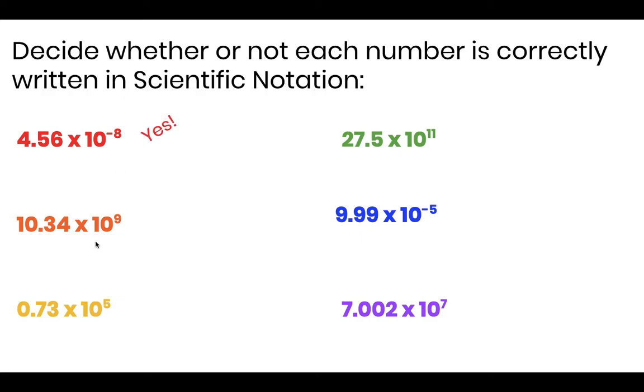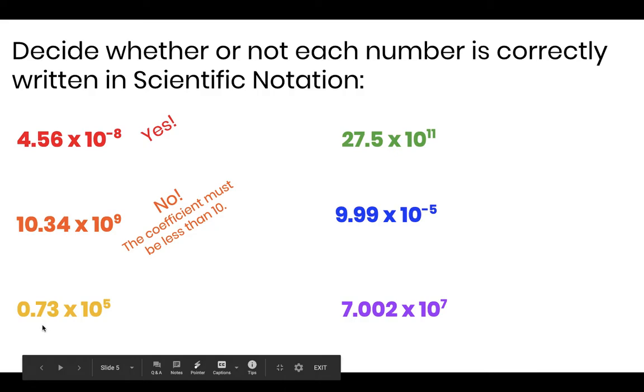Let's go down to 10.34 times 10 to the 9th. Think of our coefficient rule. The number in front has to be 1 or greater, but less than 10. This is 10. This will not work. The coefficient must be less than 10.